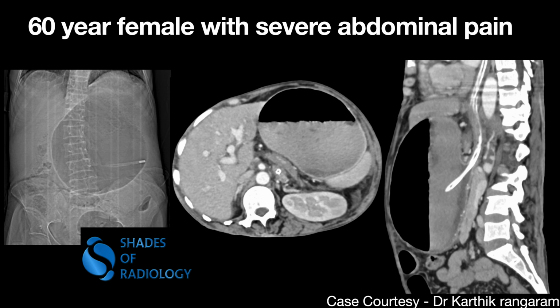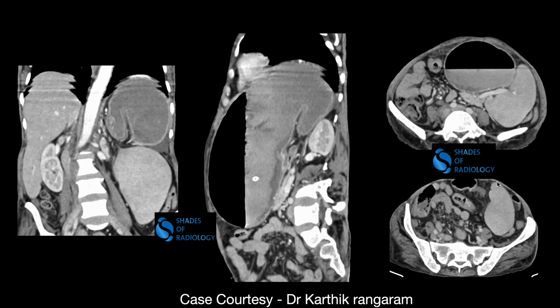A 60-year-old female with severe abdominal pain presented to the emergency department. This is the topogram and these are the axial and sagittal CT sections. You can pause the video to observe the findings and come to a conclusion. And these are a few other sets of images: the coronal CT abdomen, and the sagittal and axial sections. Please have a careful look at all the findings, which always give the clue. You can pause the video and have a look at the findings. I will go to the discussion slide.